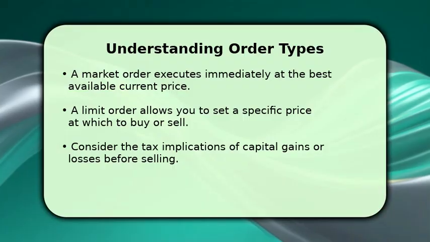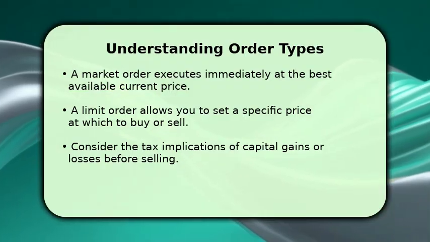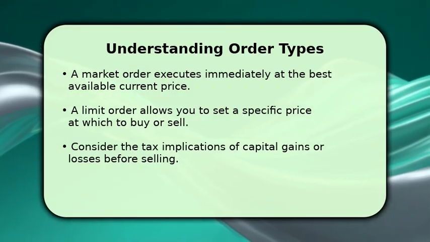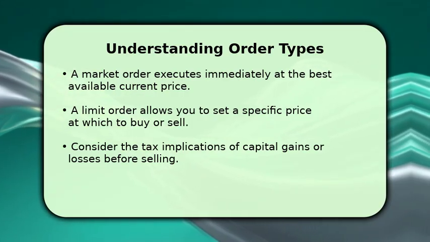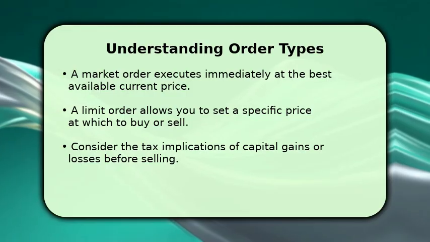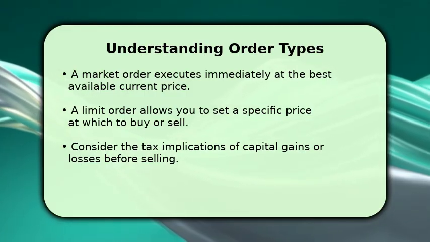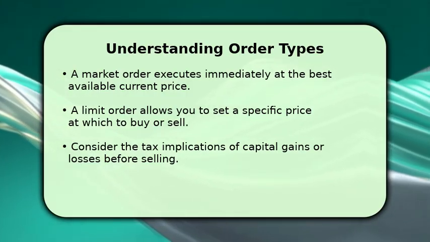When selling stock, understanding order types is key. A market order executes immediately at the best available current price, offering speed. A limit order, however, allows you to specify a price at which you're willing to sell, giving you more control.